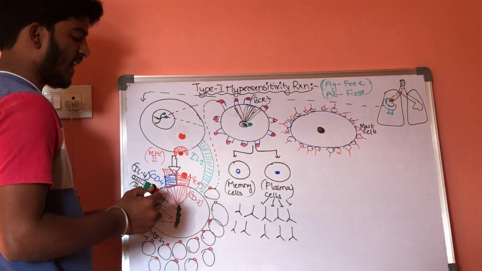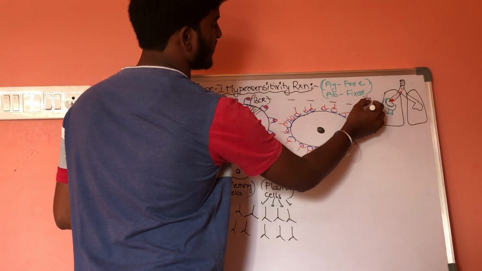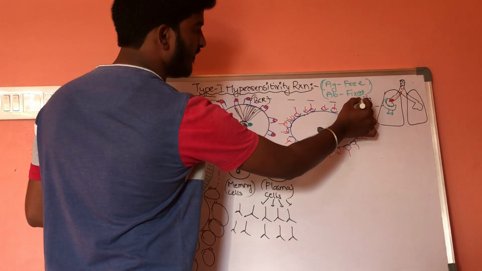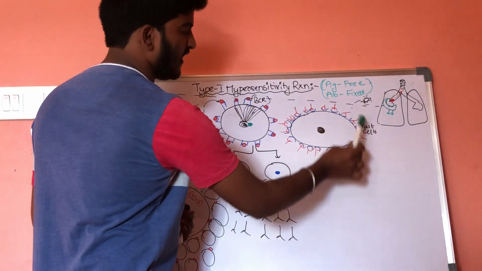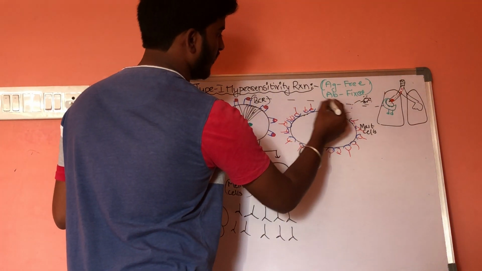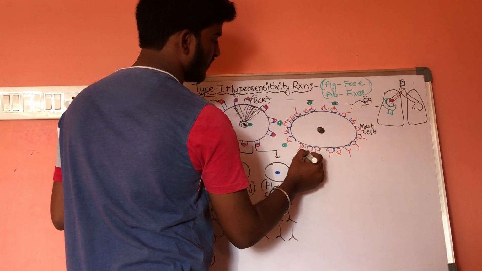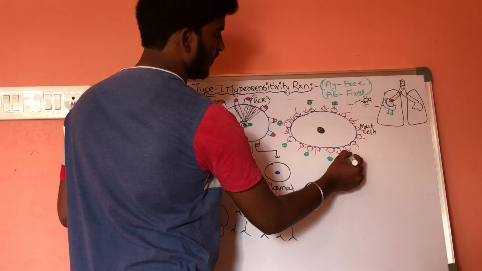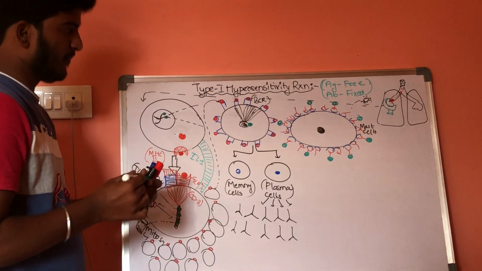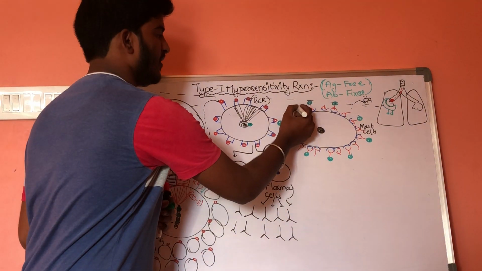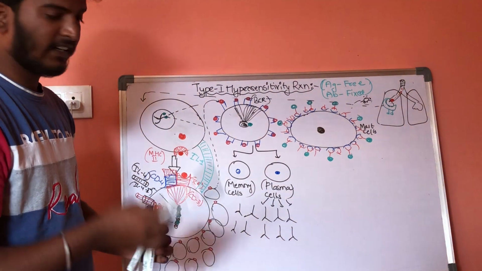So whenever the antigens are coming into our body, let us consider this is the antigen which is coming here, and it will reach this mast cell. Let us consider this is the antigen which is attached to these antibodies. So after attaching with these antibodies, internal signaling will get activated.